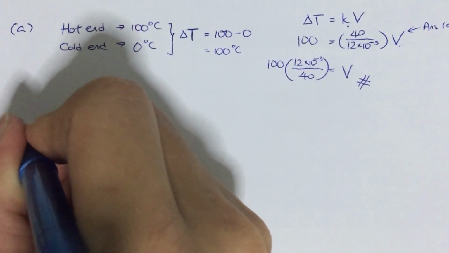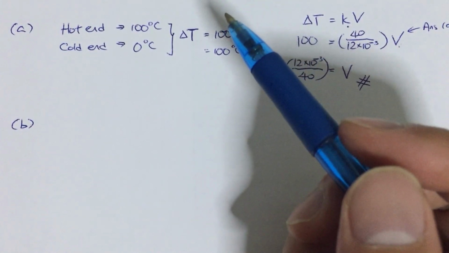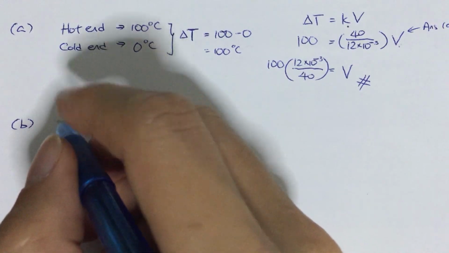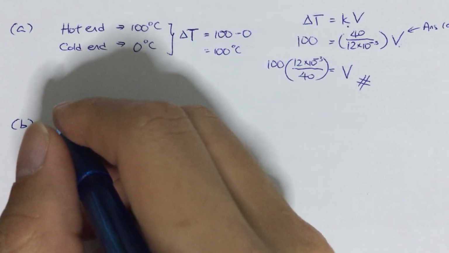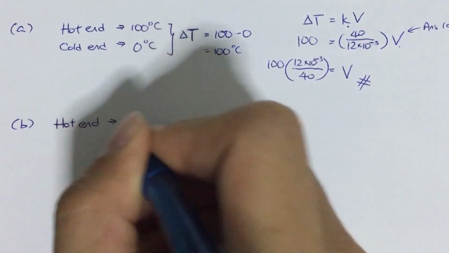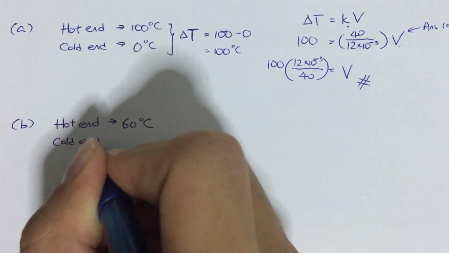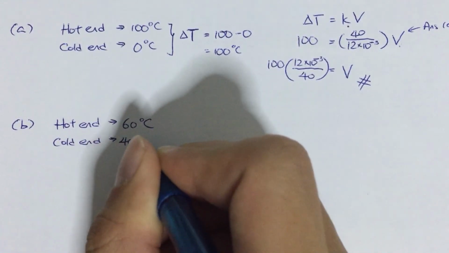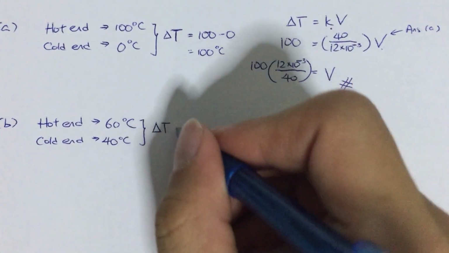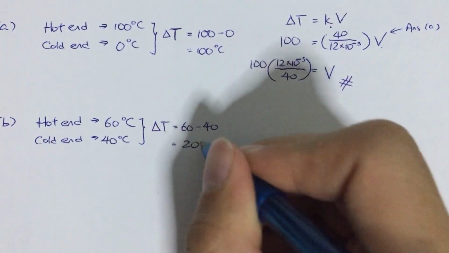Now let's look at part B. Actually, the whole mechanism or the steps are the same. Now they tell you that the cold end is no longer at the ice point, and the hot end is also no longer at the steam point. If you read part B, your hot end is now at 60 degrees Celsius and your cold end is at 40 degrees Celsius. So this will give you a different delta T. Down here, you just follow the same method, and you will get 20 degrees Celsius.